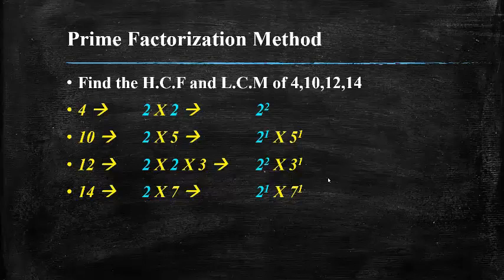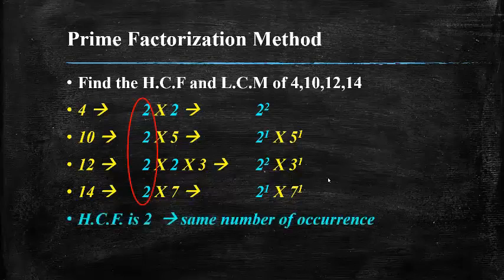The next step is to identify the highest common factor for all these. In this scenario, we are going to see which prime factor has occurred in all four numbers. We have 2 that has appeared as a factor in all four numbers. So minimum, 2 has occurred at least once in all four numbers. So we are going to take 2 as the highest common factor.